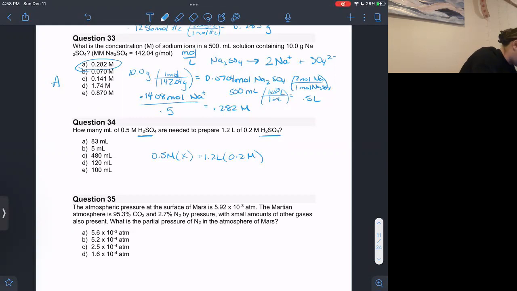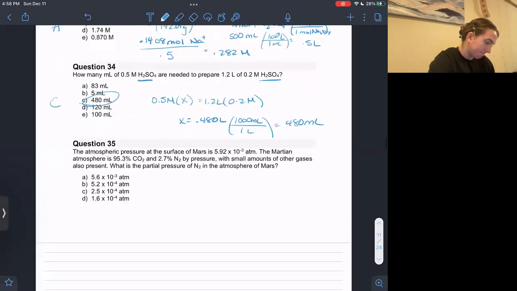Oops, I did that wrong. 1.2 times 0.2 divided by 0.5. So X is equal to 0.480 liters. And if I want to convert to milliliters, 1 liter is equal to 1,000 milliliters. That's 480 milliliters, which is C. Awesome. Happy with that one.